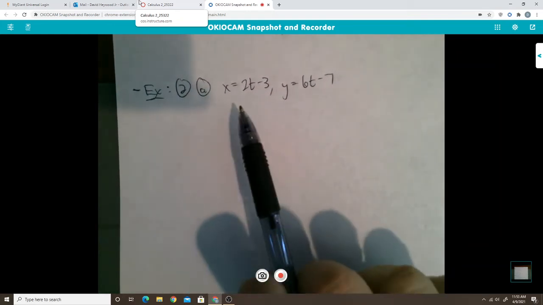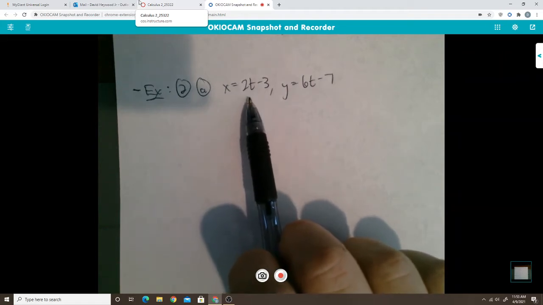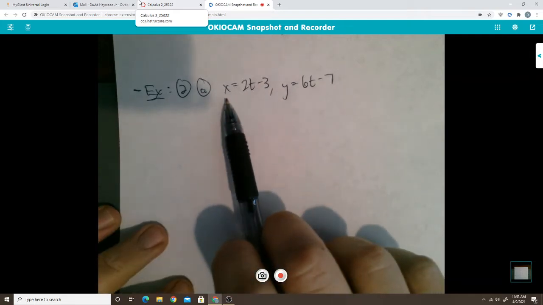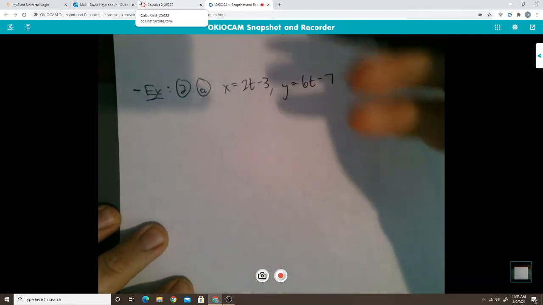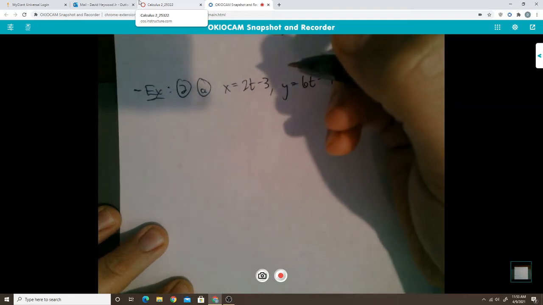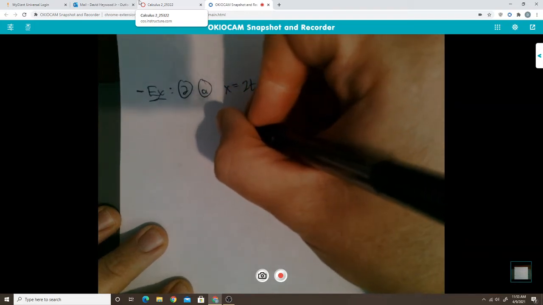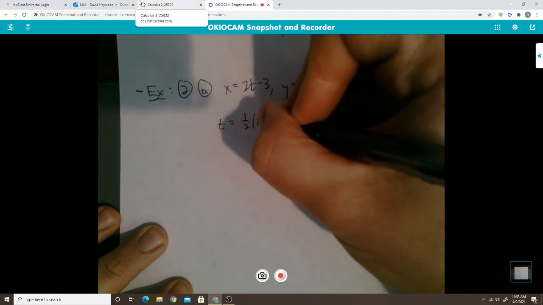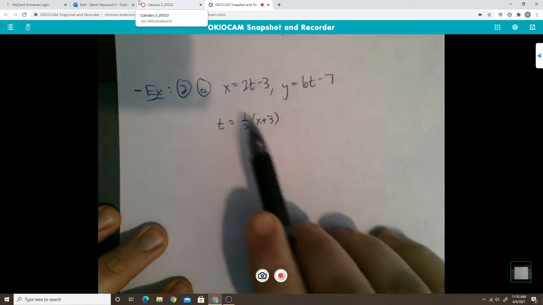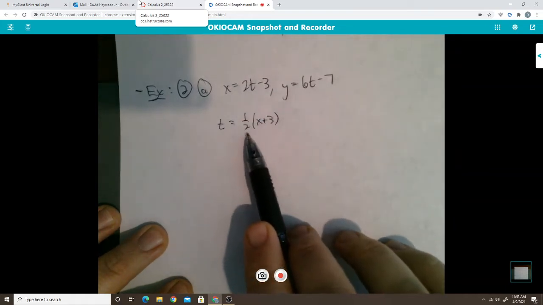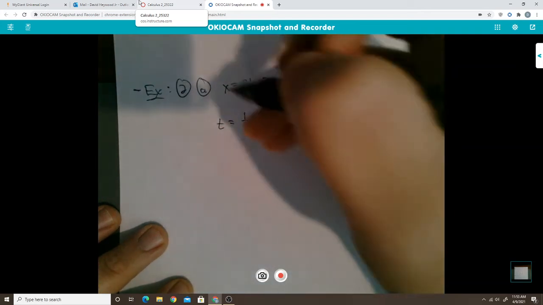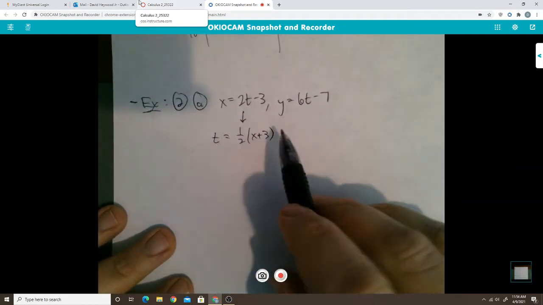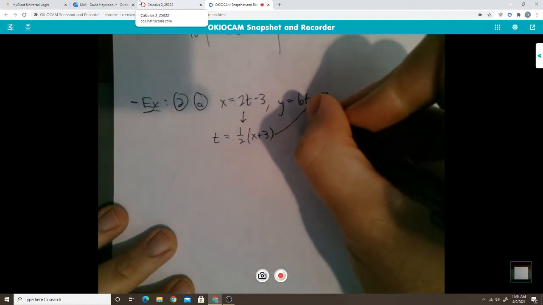So how do we eliminate the parameter? Well, what you can do is solve one of the equations for t, and then plug that expression into t in the other equation, right? So I'm going to take this first equation and solve it for t. So I would add 3 and then divide by 2. So I would get t equals 1/2 times x plus 3, right? I add the 3, and then I divide by 2, which is the same as multiplying by 1/2. Okay, so from this equation, I get t equals 1/2 times x plus 3. So now I can take that and plug it into this equation, right? I can plug it in there for t.